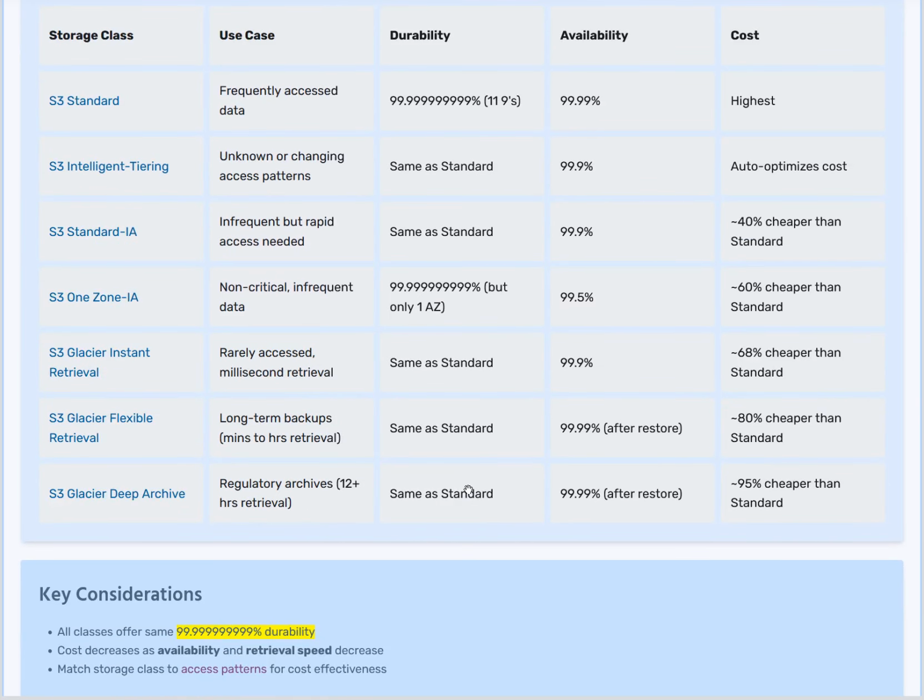And then we'll go to S3 One Zone-IA: one zone, non-critical, infrequent data. This is only available in one availability zone. It also has 11 nines durability, but the difference is it's only available in one zone. So availability goes a little lower, 99.5, and it's approximately 60% cheaper than Standard.